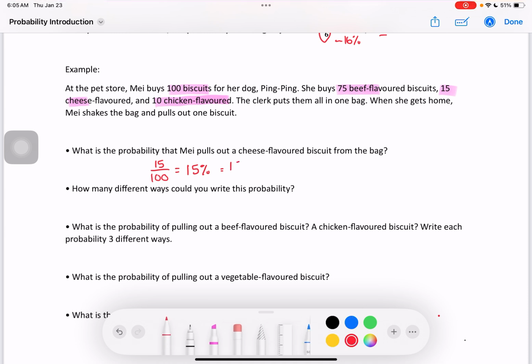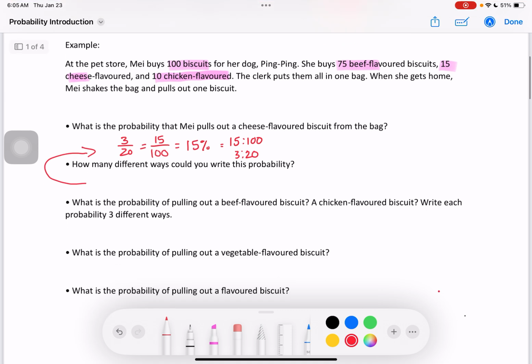we could say 15 to 100, and then we could actually reduce that a little bit if we wanted to. Both of those are divisible by 5, so it would be 3 to 20. So this could also be written as 3 over 20. Both are okay. So how many different ways could you write this probability? Well, we wrote it in several different ways up there.